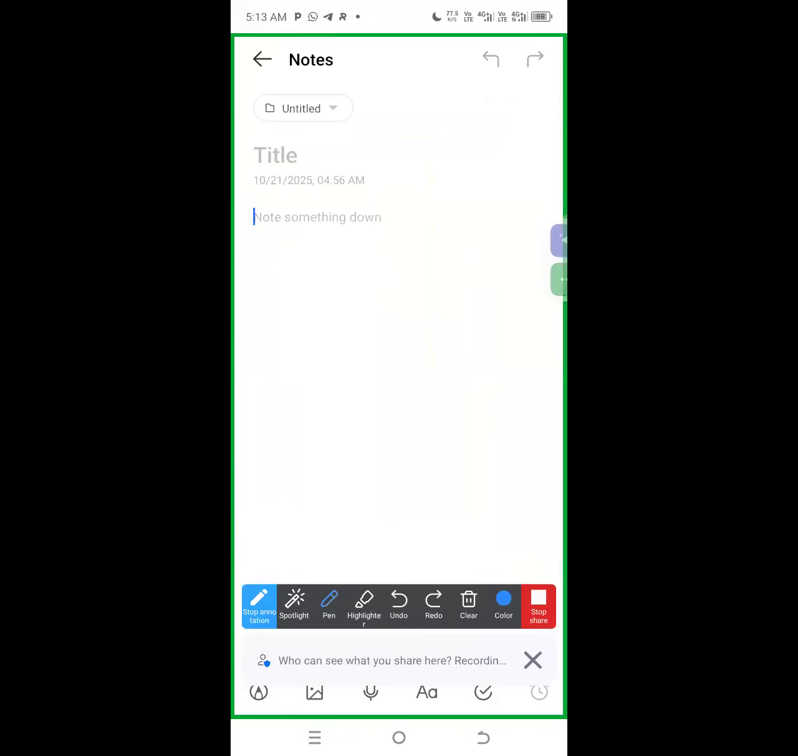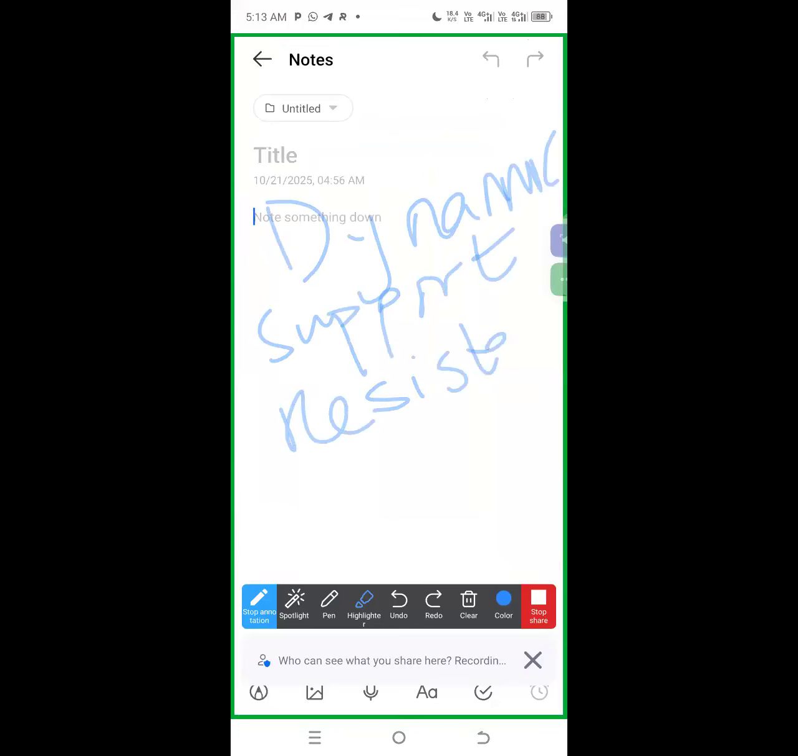All right. So, dynamic support and resistance. Dynamic support and resistance. Okay. So now, basically, when we talk of dynamic support and resistance, it mostly appears like using different indicators to identify support and resistance.